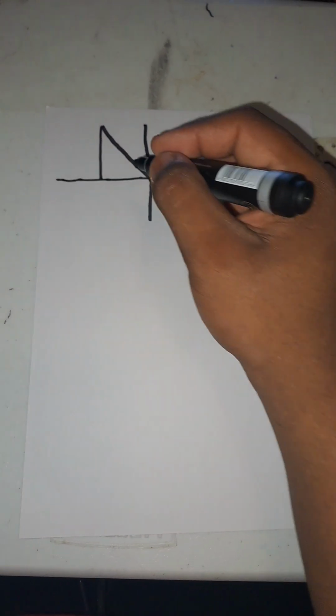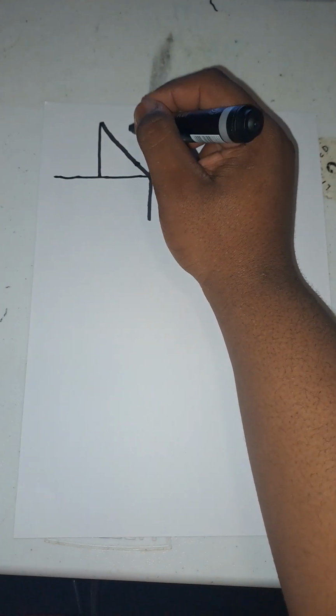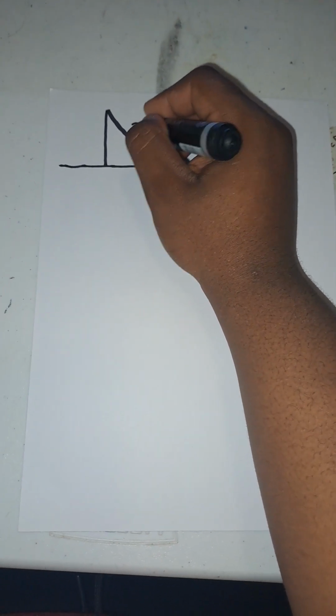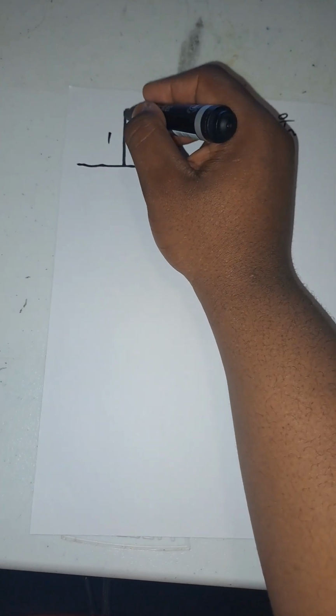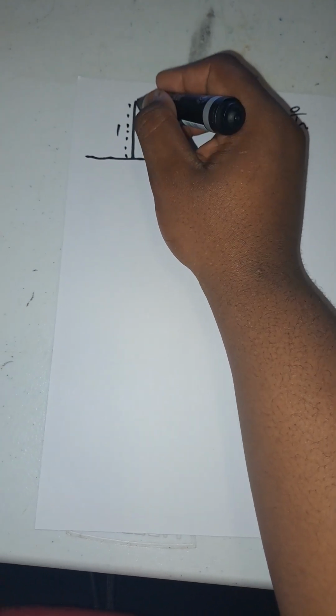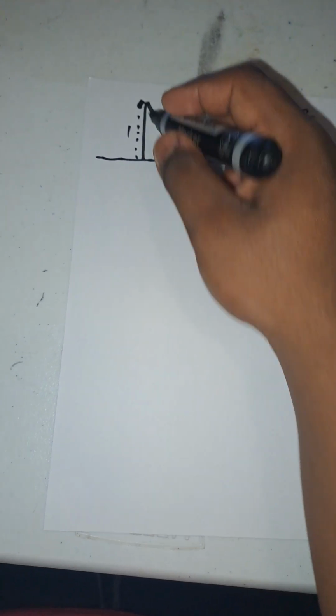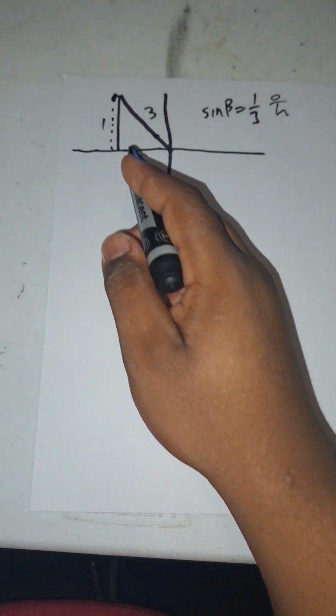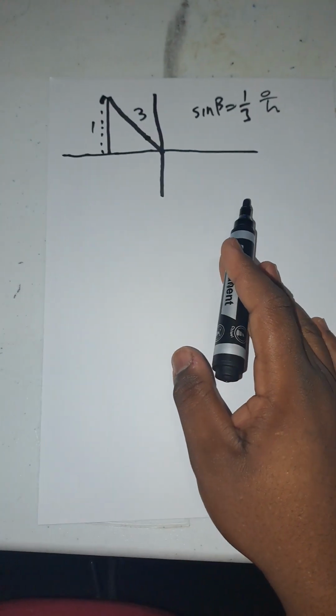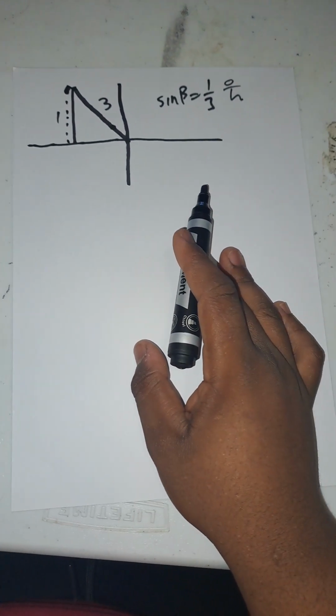So now opposite over hypotenuse. Now I have 3, and then I have 1. It was supposed to be dots here, not this line. I made a mistake, but it's fine. Now it is our duty to find this one, right? So let's calculate it now. We can start now.